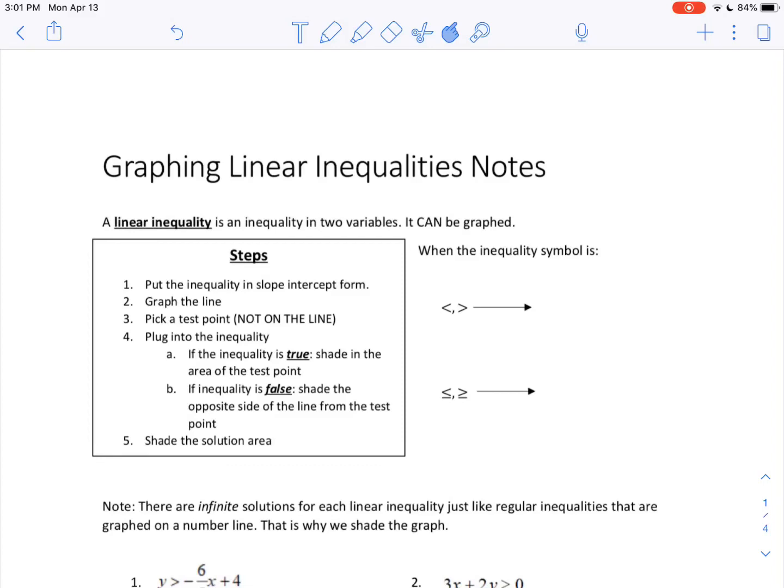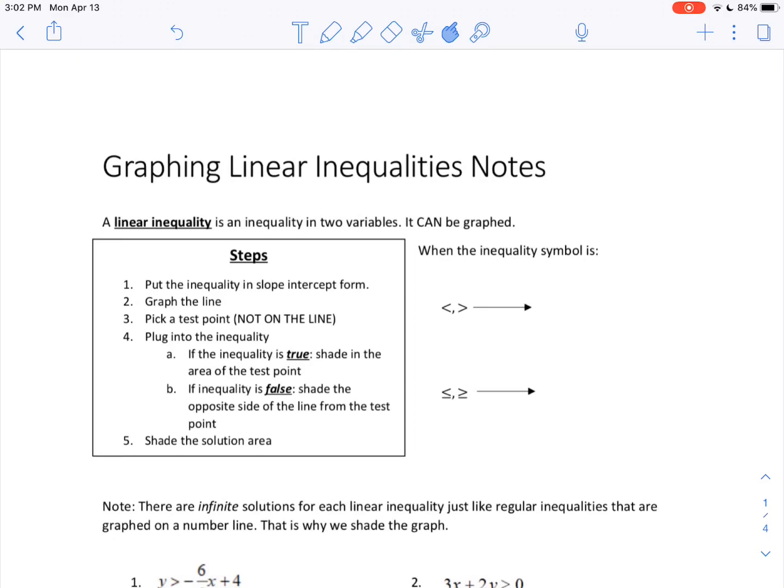Okay, the last part of systems we're going to talk about is linear inequalities. But before we talk about solving a system of linear inequalities, we have to learn how to graph a linear inequality. Okay, so a linear inequality is an inequality that has two variables. So it means I have a greater than or less than symbol, and I can actually graph this line on a graph.